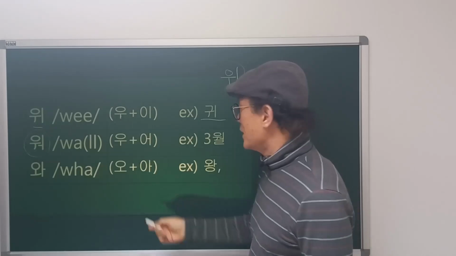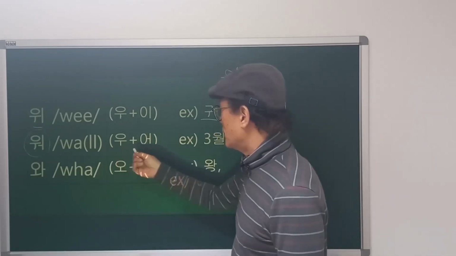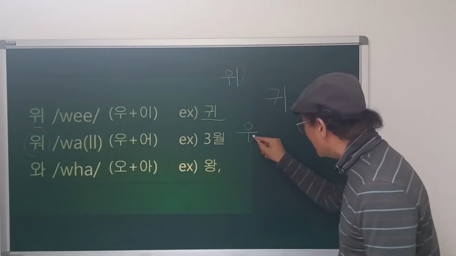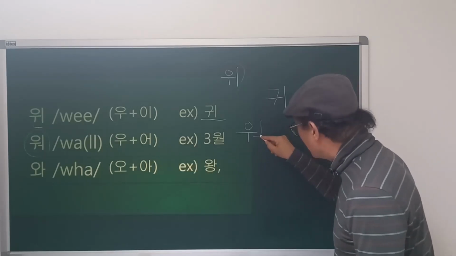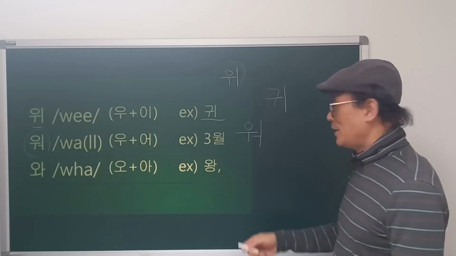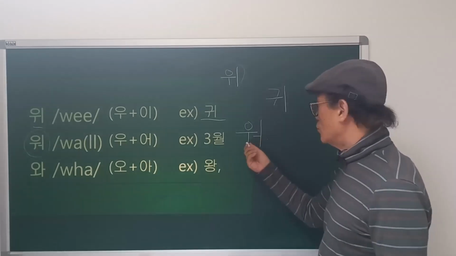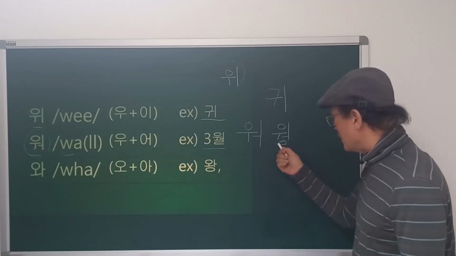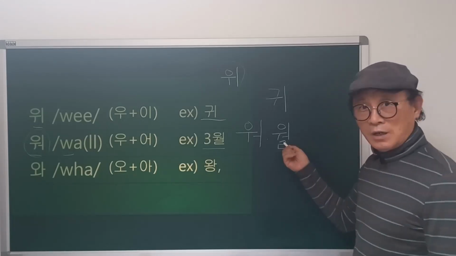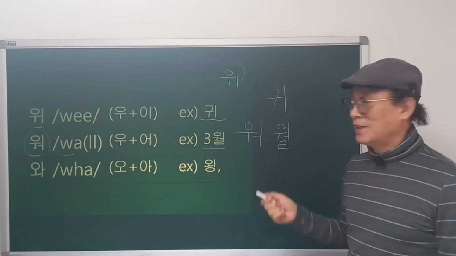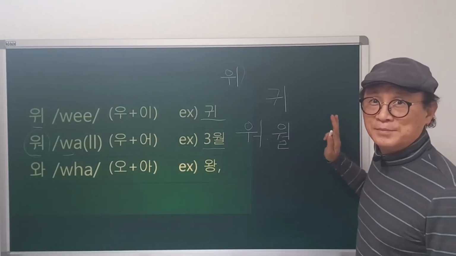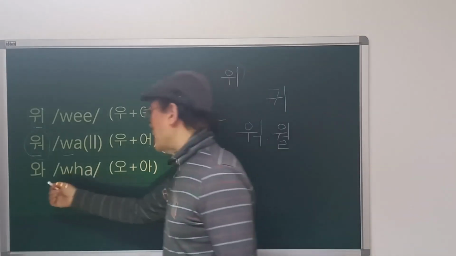The next one, this shape. If you look closely, it is U plus EO. The EO will be put here, like this. So the sound will be combined: wo. And then a bottom consonant will be added. Real, wall. This is wall. Wo, wall. Make sense?